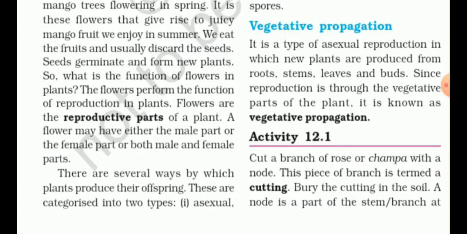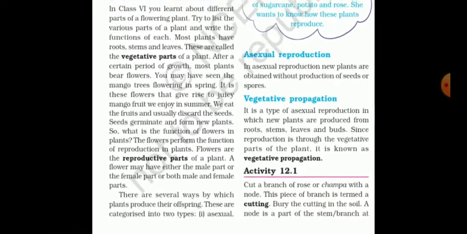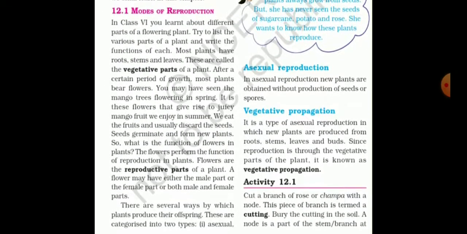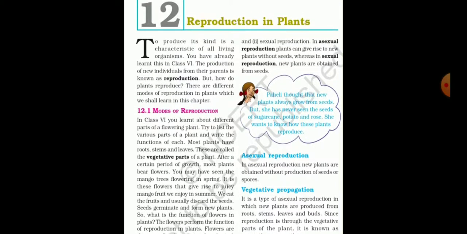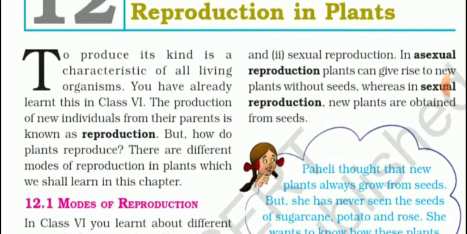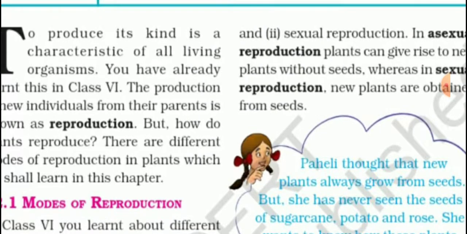Okay, listen. There are several ways by which plants produce their offspring. These are categorized into two types. What are the two types? Sexual and asexual reproduction.